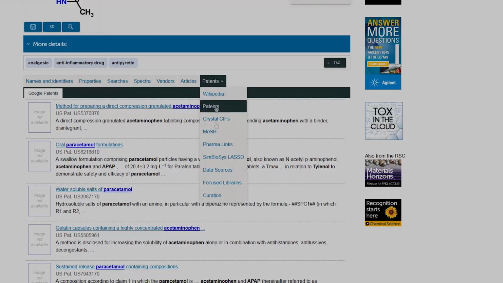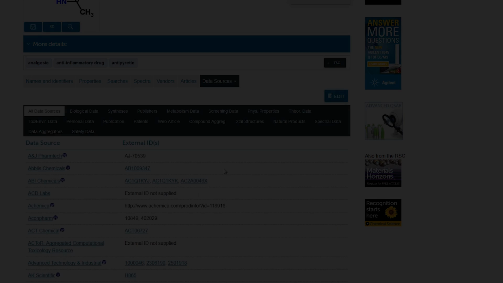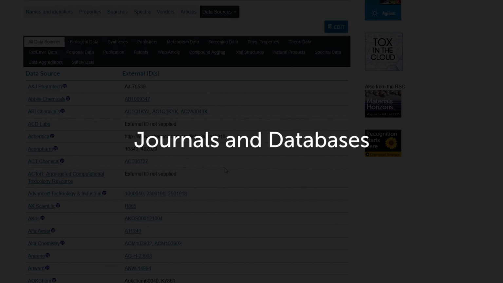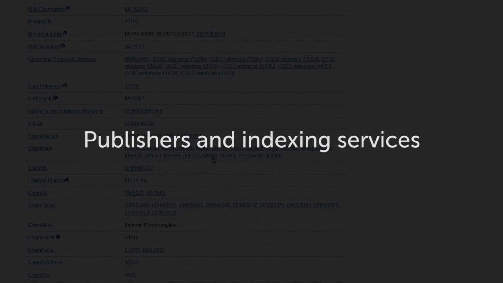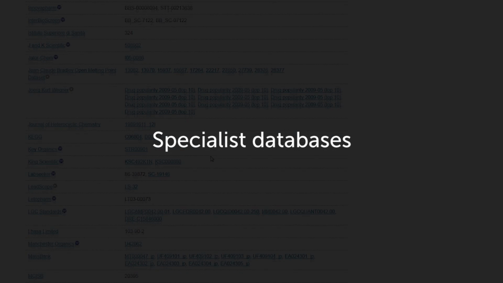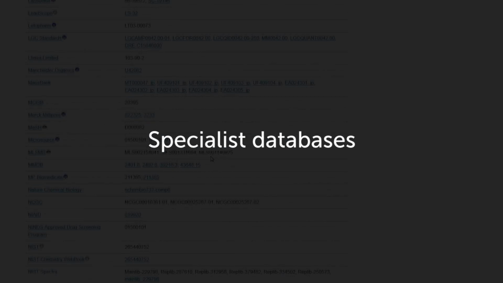We collate this information from hundreds of different sources, including Royal Society of Chemistry journals and databases, and content from other publishers and indexing services. We also collect data from many resources across the internet, including Wikipedia, as well as specialist databases like Chembl or the Cambridge Structural Database, and catalogues from vendors like Alpha Aesar and Synthonics.